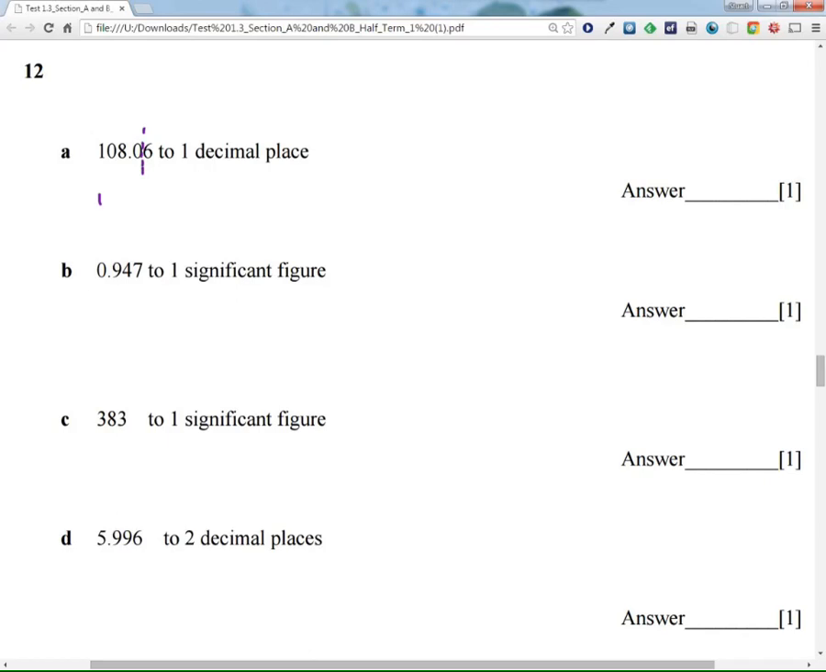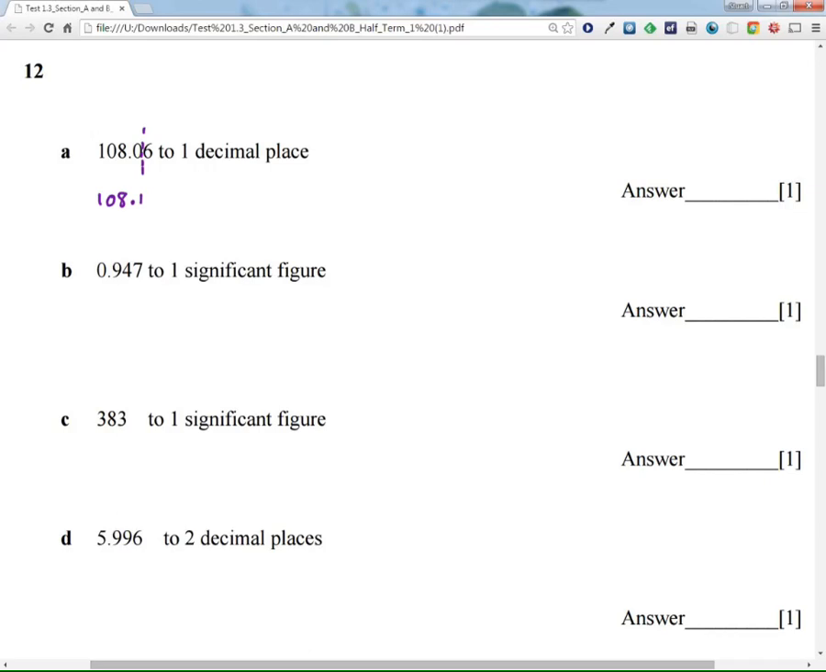Okay, so let's look at rounding. Most people did something correct here. Some people made a few mistakes. So to 1 decimal place, well, 108.06. We put a line after the first decimal place. We look at the second decimal place. It's a 6, so we round up. So it should be 108.1. Lots of people made a mistake with that question. Okay, 108.1 should be the answer.